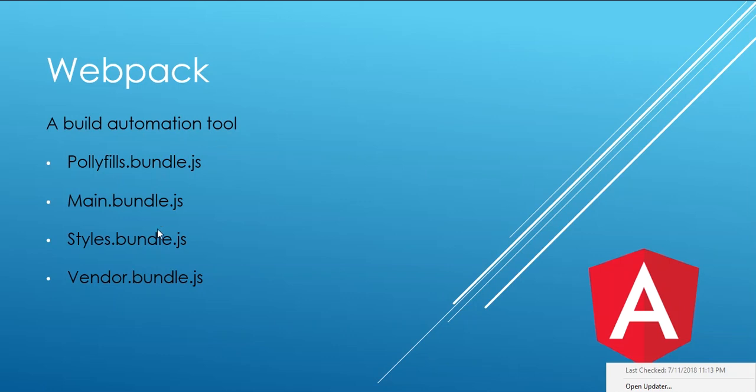The next one is styles.bundle.js, like styles.js. This file contains all the styles and scripts, bundling them. And the next one is vendor.js. This contains all the third-party libraries code and bundles it.